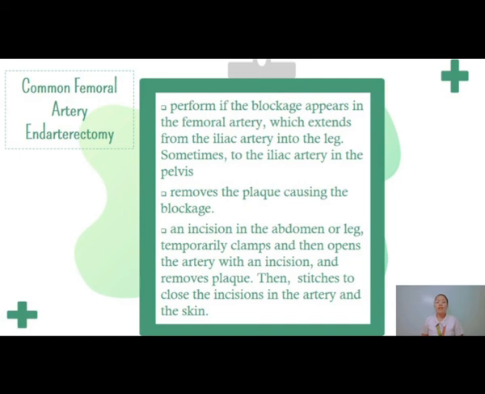The surgeon makes an incision in the abdomen or leg, temporarily clamps, and then opens the artery with an incision and removes the plaque, which is the waxy substance blocking the blood flow in the lower body. Then he or she uses stitches to close the incision in the artery and the skin. The surgery takes about 3 to 4 hours and typically requires a 4 to 7 day hospital stay. Then the patient will likely resume normal activities within 6 to 8 weeks.